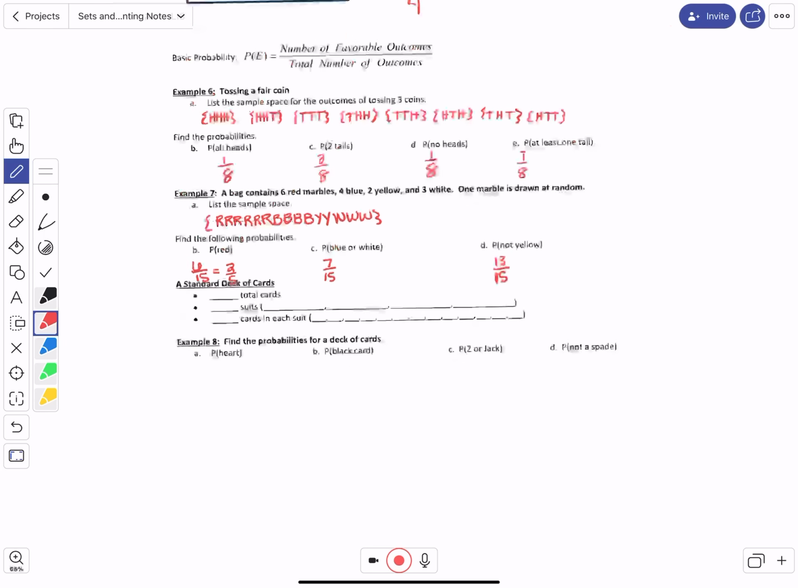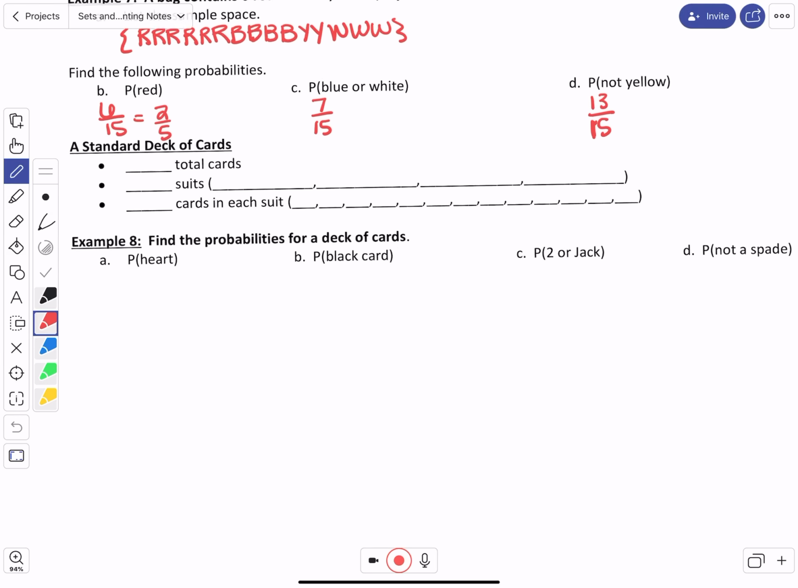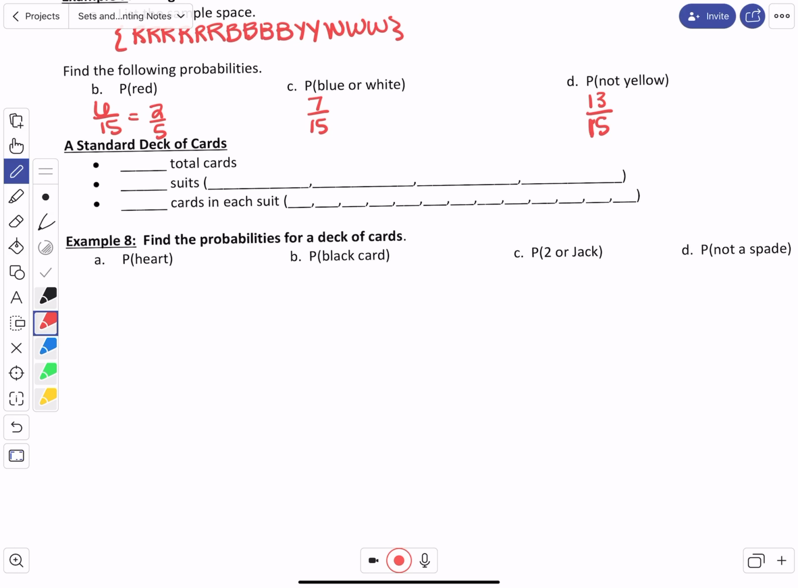Okay, and for our last example, let's talk about a standard deck of cards because a lot of probabilities are based around a deck of cards. So let's just talk about what a deck of cards consists of. So in a deck of cards, you have 52 total cards. And we have 4 suits in a deck of cards.